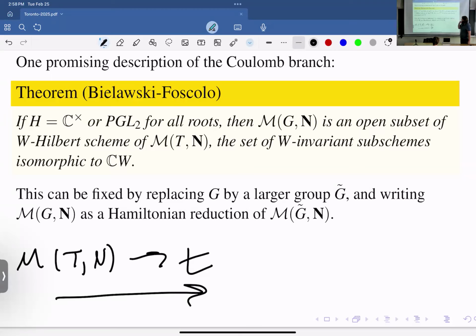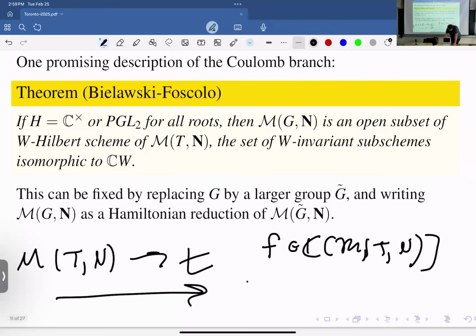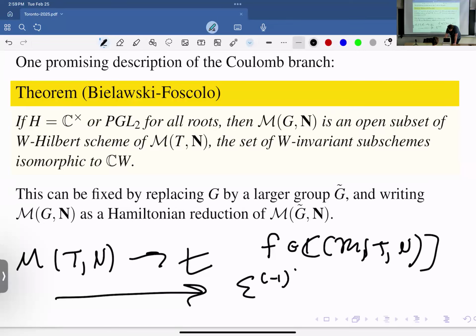Yeah, I didn't write this down. Now I'm struggling to see whether I can actually explain it quickly enough. Let me just say, this property of being a subscheme down here corresponds exactly to this: whenever I have a function on this C of M Tn, then I can anti-symmetrize it and divide by delta.